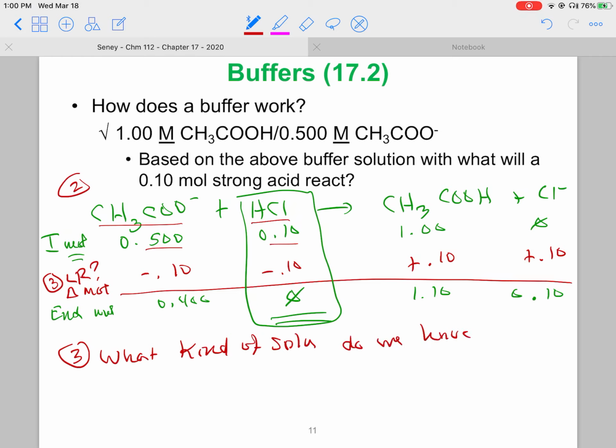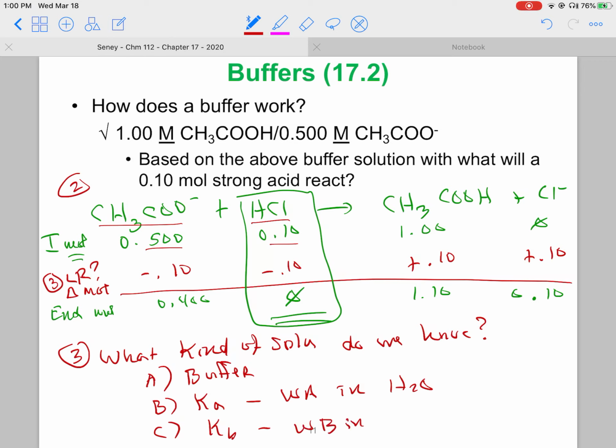And there are a couple options. One option is a buffer. Another option is we have just a plain old Ka, which means we have a weak acid in water. And another option is we could have a Kb, which means we have a weak base in water. So we've got to figure out what's left over in order to figure this out.